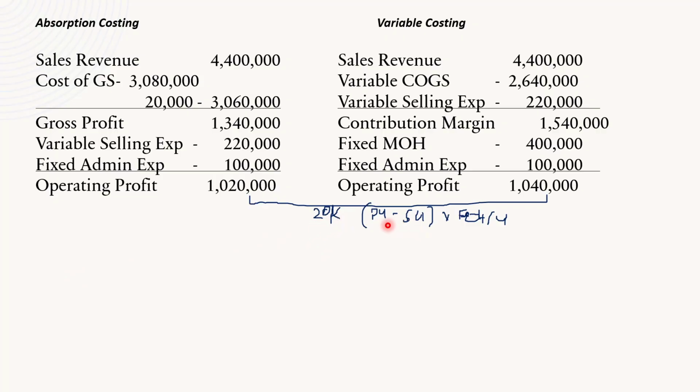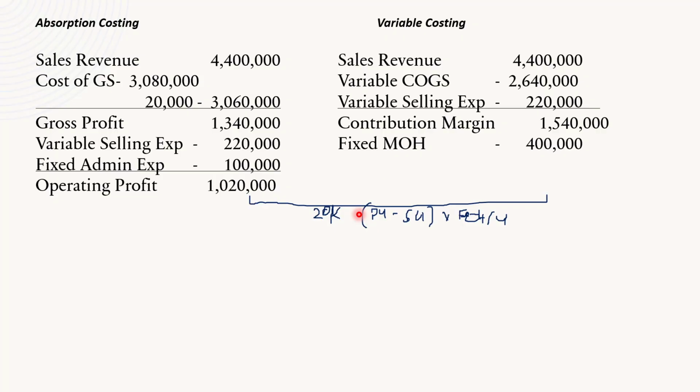The production units is 21,000. Sales is 22,000. So, that's 1,000. 1,000 times the FOH rate of 20 is 20,000. Production is less than sales. Absorption income is less than the variable income. So that's the explanation of the difference, ha? Walang kinalaman yung volume variance sa difference na yan.